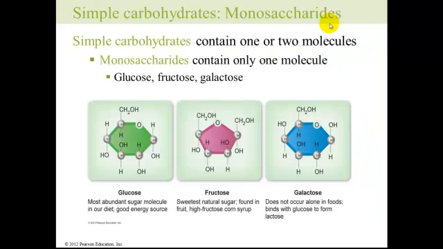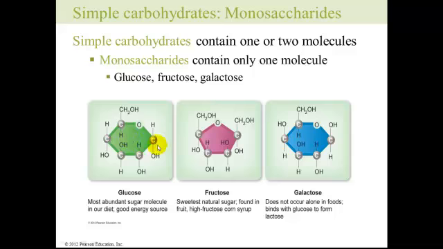So the first group that we're going to look at are the monosaccharides. Mono means one. So these are considered simple carbohydrates. The monosaccharides contain one molecule. The three kinds are glucose, fructose, and galactose.